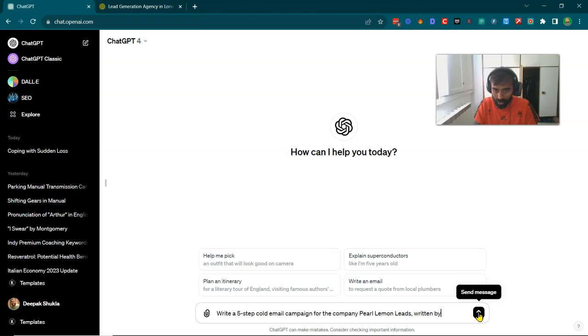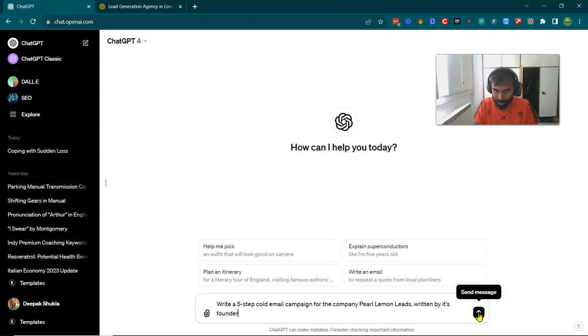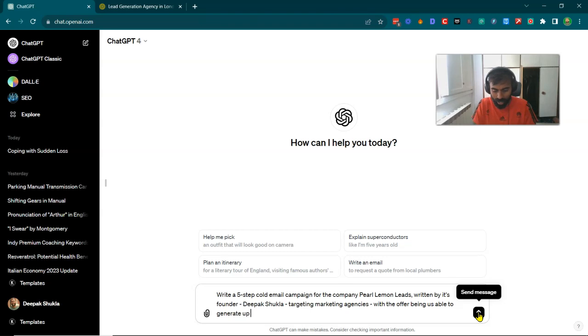Here's the next bit, written by its founder Deepak Shukla, targeting, and this is where we put our industry. So let's just say we're targeting marketing agencies, with the offer being us able to generate up to 20 inquiries per month for their services using outbound lead generation.